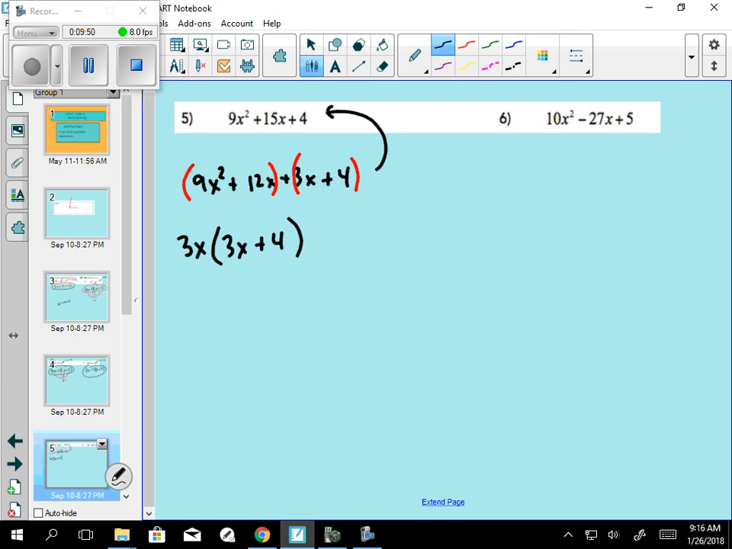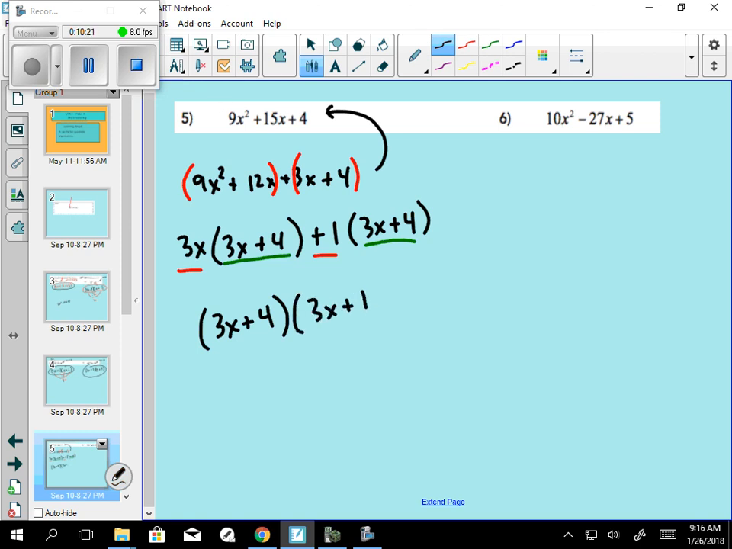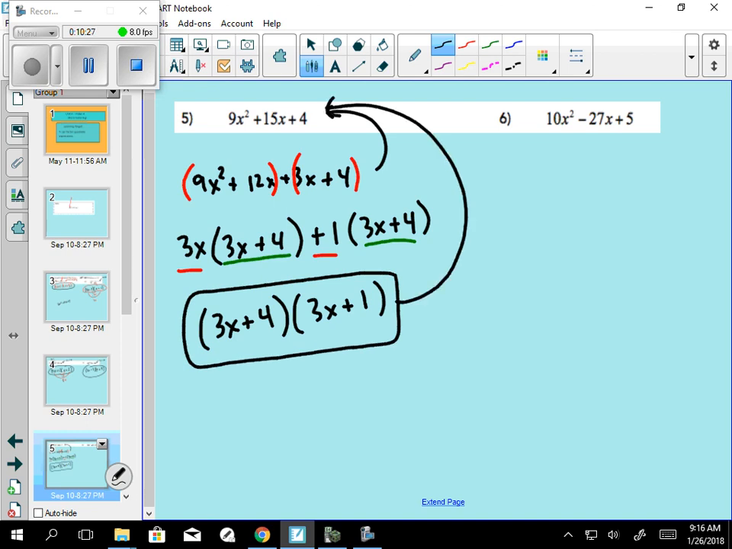Looking at our second grouping here, 3x plus 4, it doesn't look like there's anything that is a greatest common factor other than 1. So if there is nothing, we'll put a 1. And again, since we didn't factor anything out, this will be a 3x plus 4. Notice 3x plus 4, 3x plus 4. So now what we're going to do is factor out that 3x plus 4. By removing the 3x plus 4, what's going to be left is these two things, which is 3x plus 1. Now this is factored out. This is the factorization of our original problem up here.